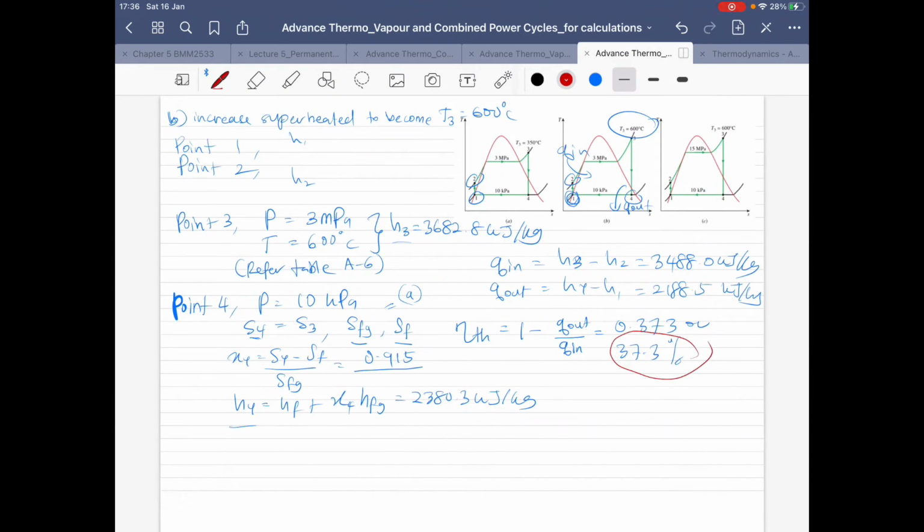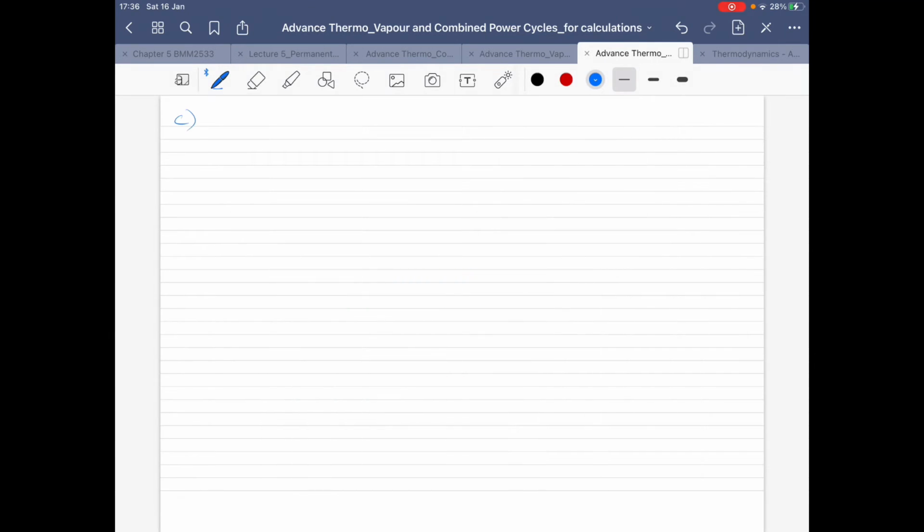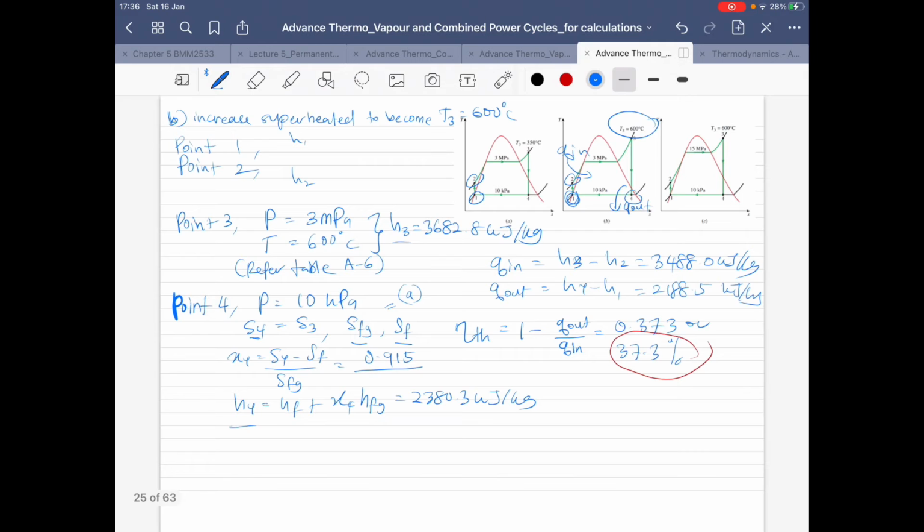Right, this just proves to us how we can improve the efficiency of the Rankine cycle that we learned in theory. For question C, we want to know what is the difference at point C? The difference at point C, we increase the boiler pressure. Before this it was 3 megapascal, now it is 15 megapascal in the boiler, and then steam pressure is added as well.